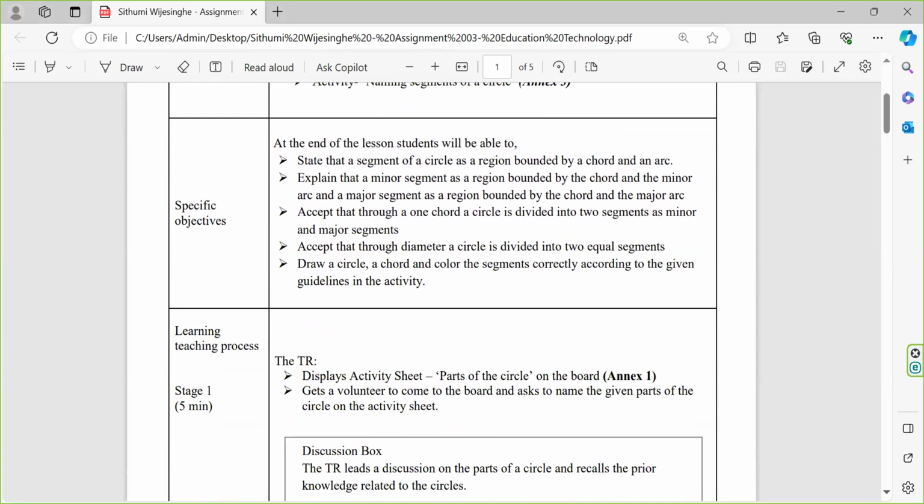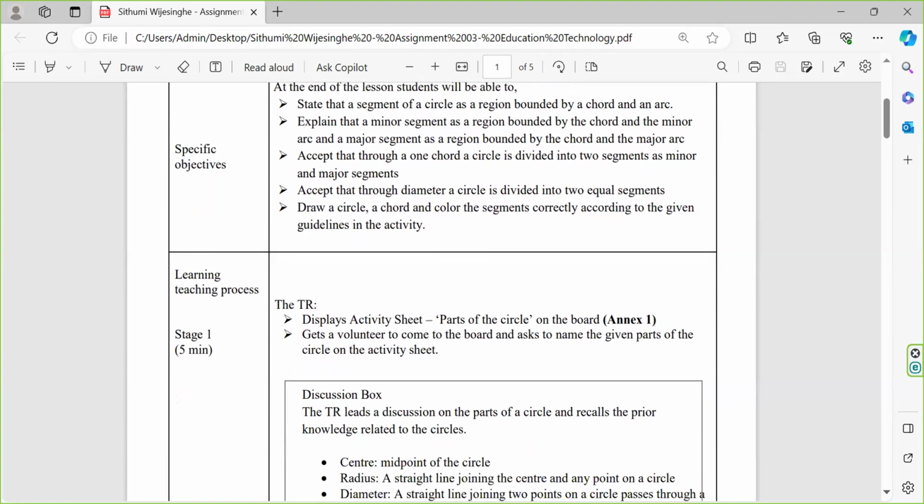State that a segment of a circle is a region bounded by a chord and an arc. Explain that a minor segment is a region bounded by the chord and the minor arc, and a major segment is a region bounded by the chord and the major arc. Accept that through one chord, a circle is divided into two segments as minor and major segments. Accept that through a diameter, a circle is divided into two equal segments. Draw a circle, a chord, and color the segments correctly according to the given guidelines in the activity.